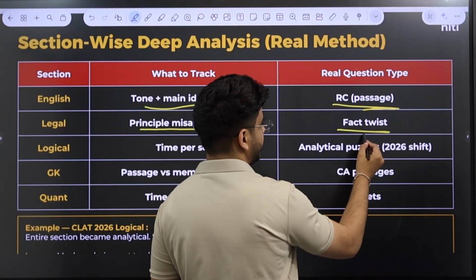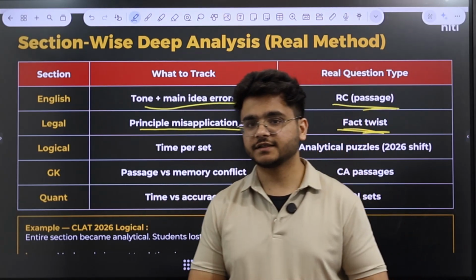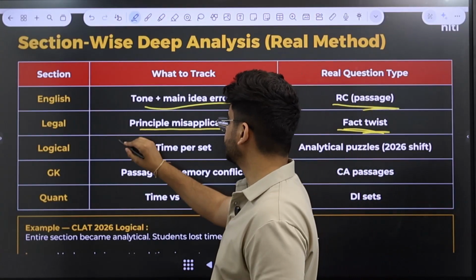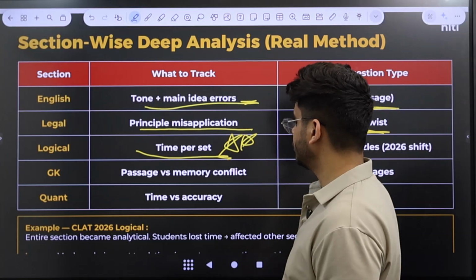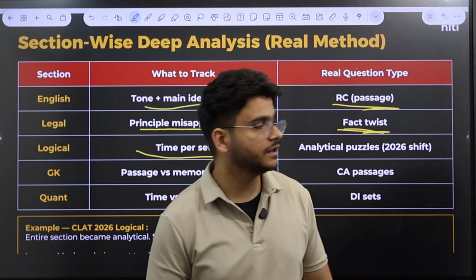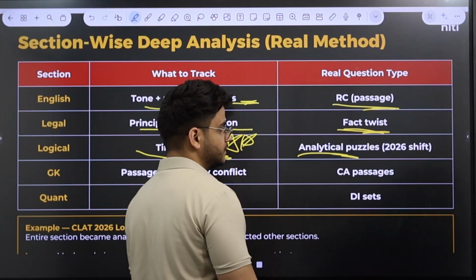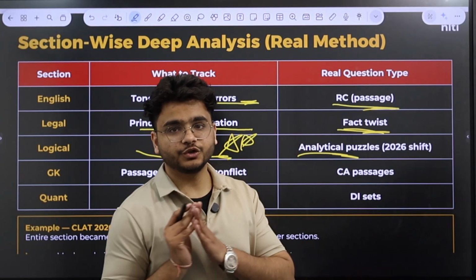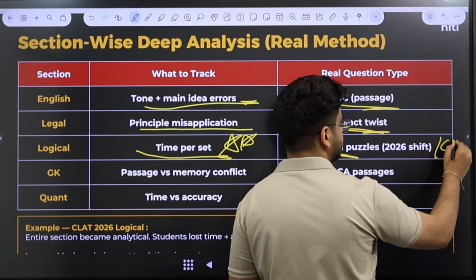Of course, the question type is twisting the facts. So the author loves to twist the facts in the legal reasoning section. In the logical section, you've got to track your time per set. Very important for your logical and your quant section. Of course, the question type is analytical because the paper pattern changed majorly last year. So you've got to keep track of analytical puzzles and CR passages.